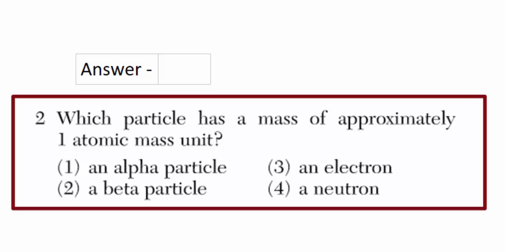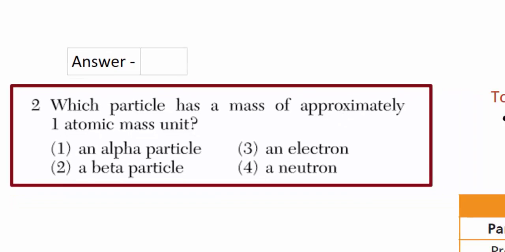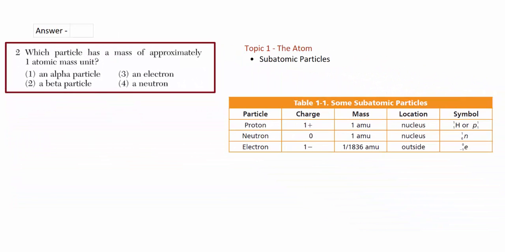Question number 2. Which particle has a mass of approximately 1 atomic mass unit? If we examine the particles that they're offering us here, an alpha particle, a beta particle, an electron, and a neutron, the alpha particle and the beta particle are both particles that are involved in nuclear chemistry, which is topic 12. This question is about basic atomic structure, so we're really going to choose between the electron and the neutron.